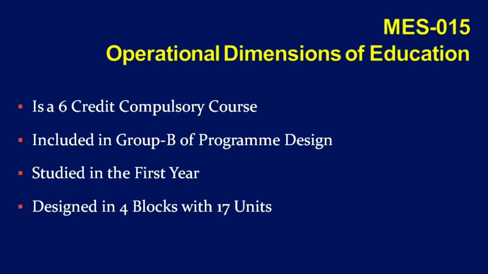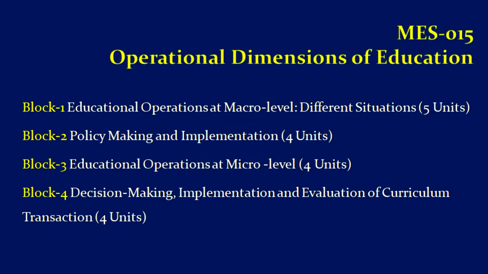Further, the next course is MES 015, that is Operational Dimensions of Education. This is included in the first year of this program, and you will find 4 different blocks with 17 units in this course. Block titles are: educational operations at macro level, different situations. Block 2, policy making and implementation. Block 3 is educational operations at micro level. And block 4 is decision making, implementation and evaluation of curriculum transaction.